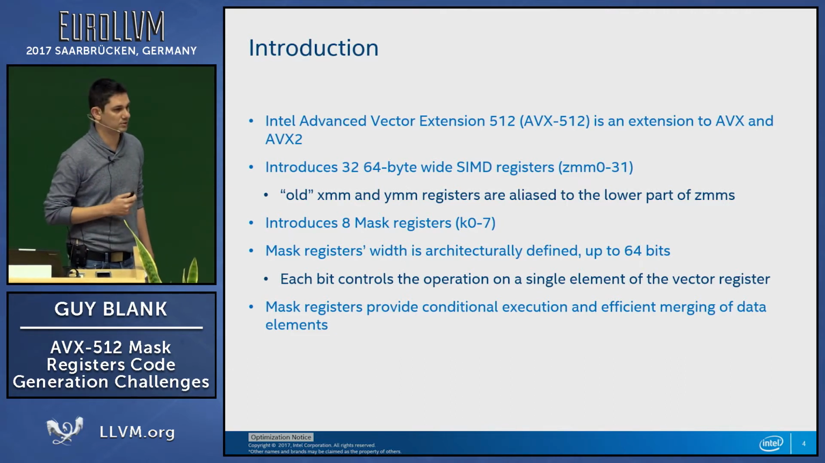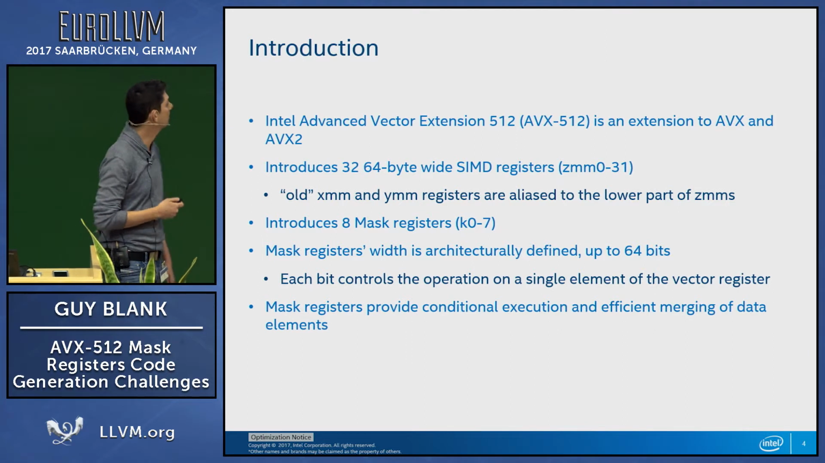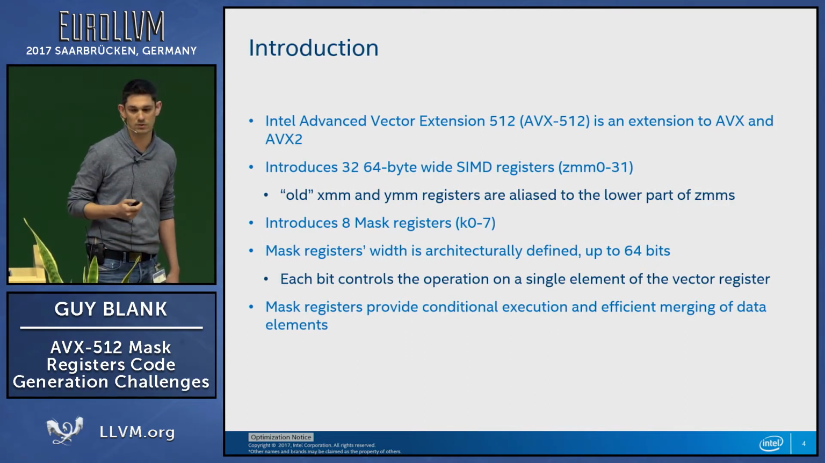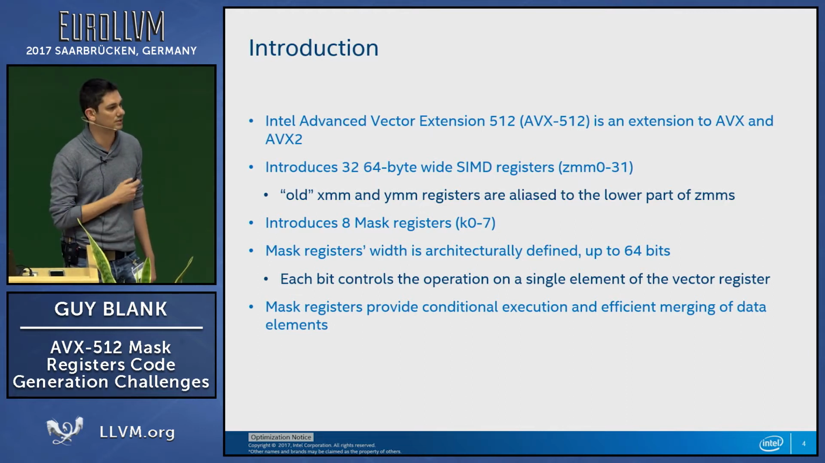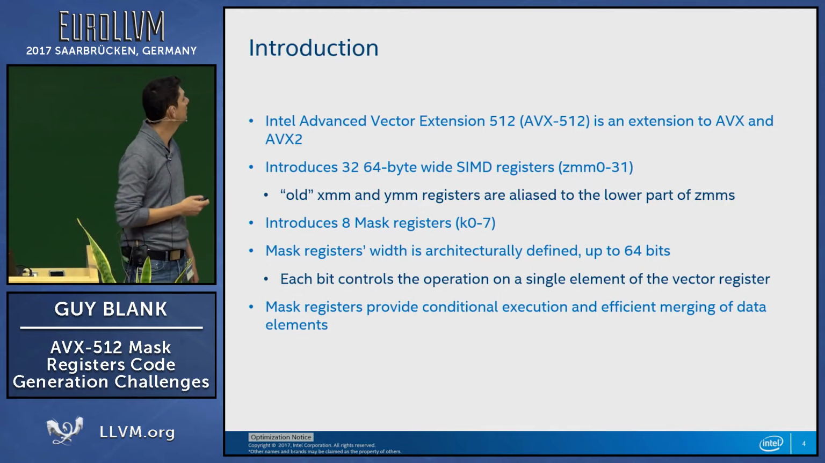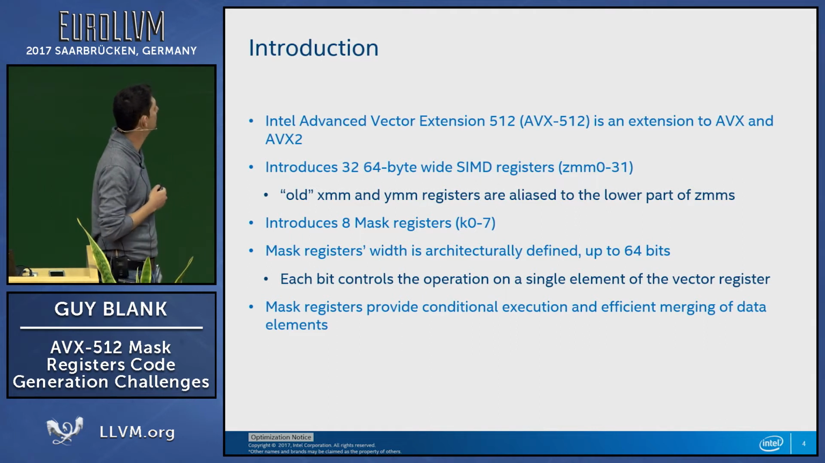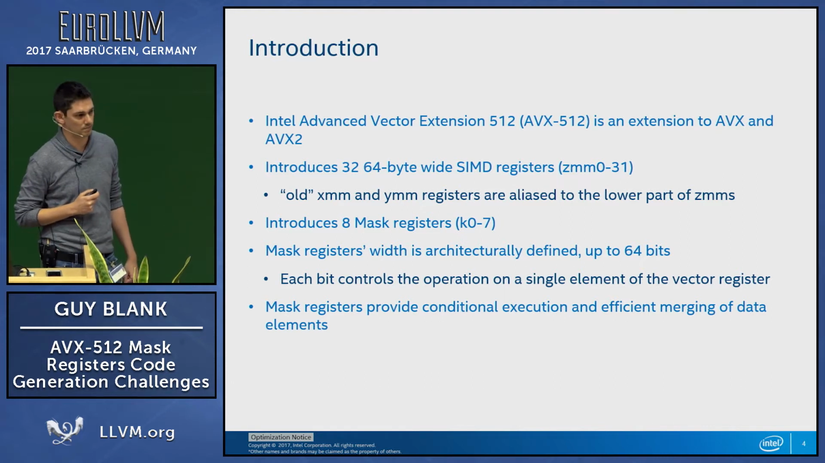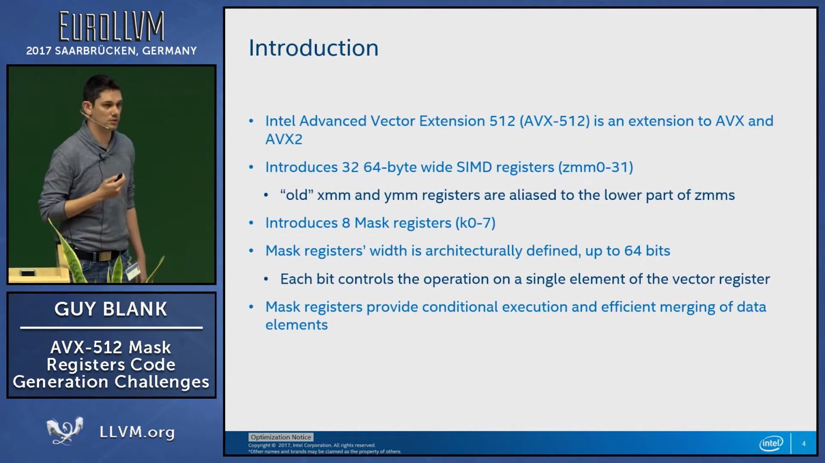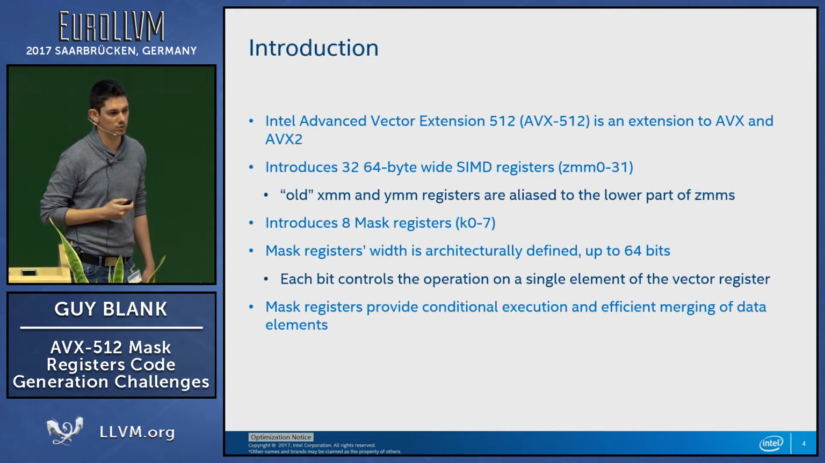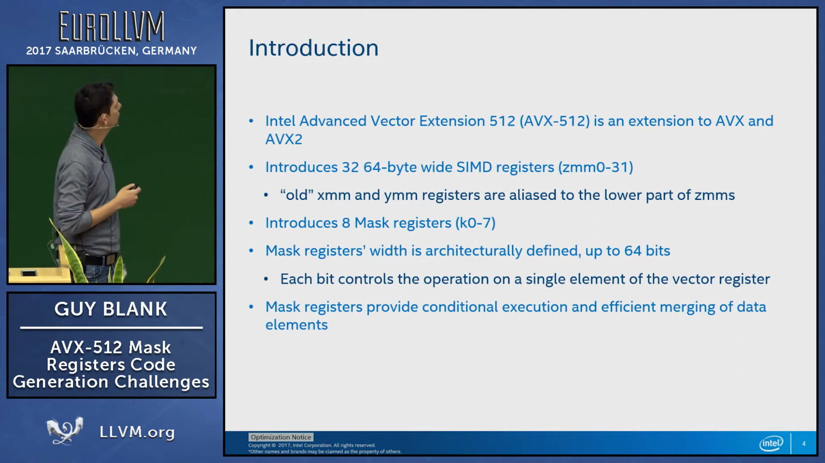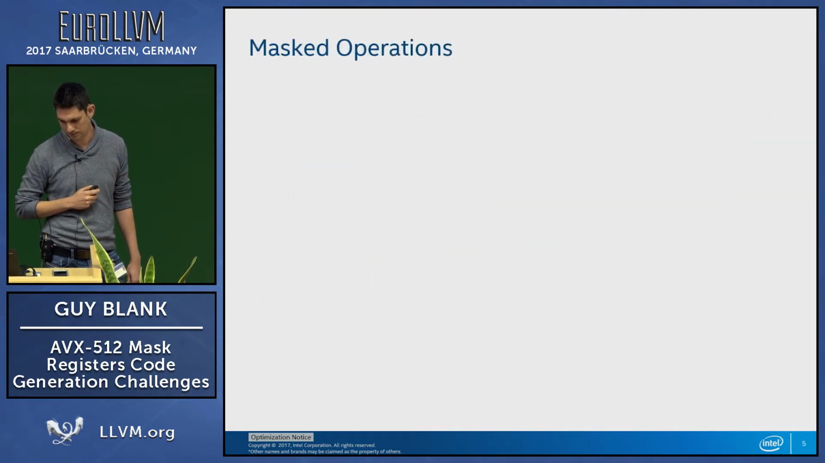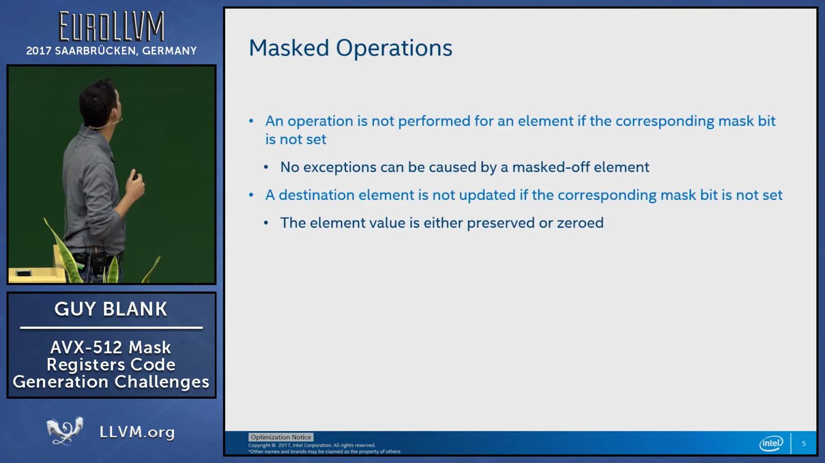The mask registers are defined architecturally up to 64 bits, where each bit of the mask register controls a vector element. So if the ZMM is 64 bytes wide, a 64-bit wide mask register can control each byte of the ZMM. Now, what do the mask registers provide us? They provide us the ability to do conditional execution and to efficiently merge data into the destination. To see what I mean, let's see some masked operations.